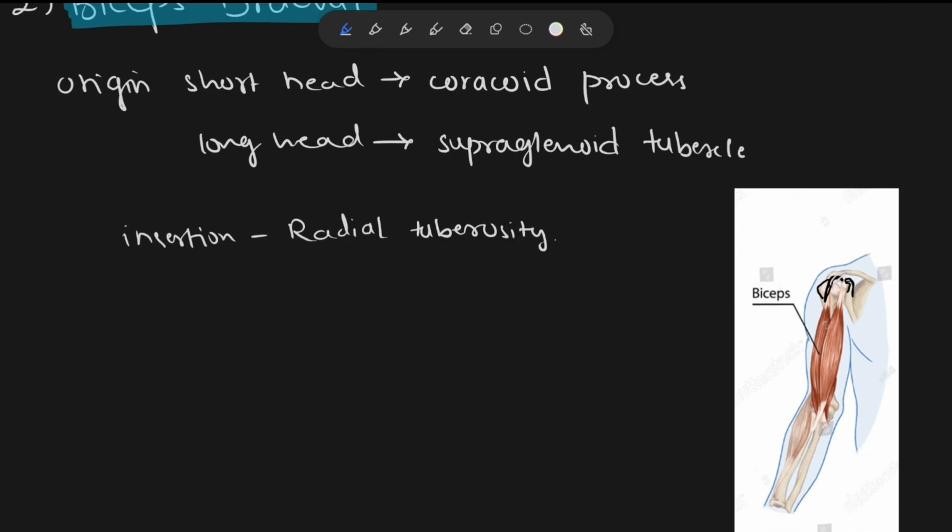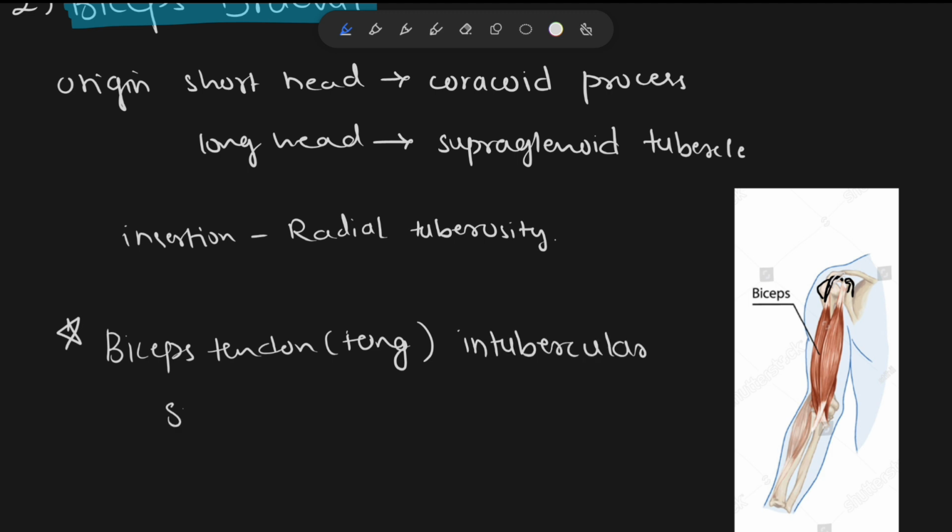I have added one note about the biceps tendon: the long head of the biceps tendon is passing through the intertubercular sulcus, which is also known as the bicipital groove. Clear?